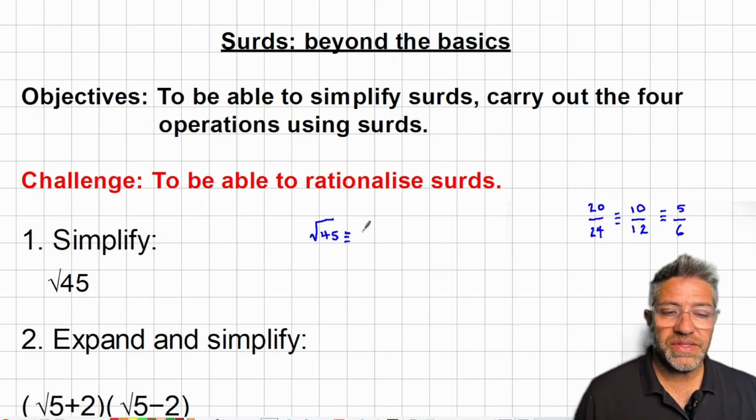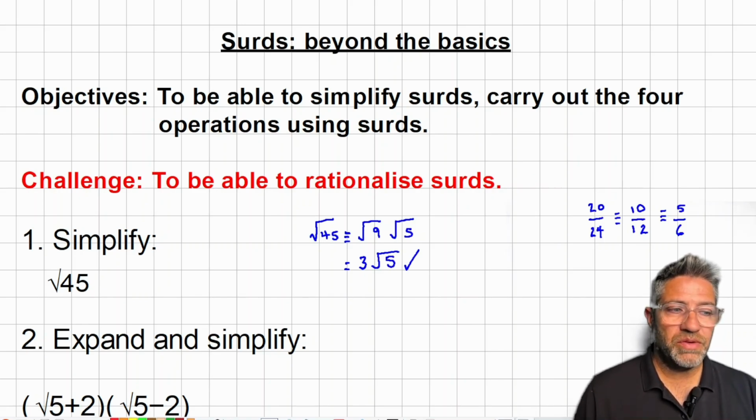Now, how we do this is we take the highest square factor. Notice I didn't say the highest factor, it has to be the highest square factor. The highest square number that is a factor of 45 is 9. However, we've got to keep our initial value. So what do we times 9 by to get 45? Very straightforward, I hope you think. And that's 5. 9 times 5 gives us 45. We can then write our final answer as 3 root 5.